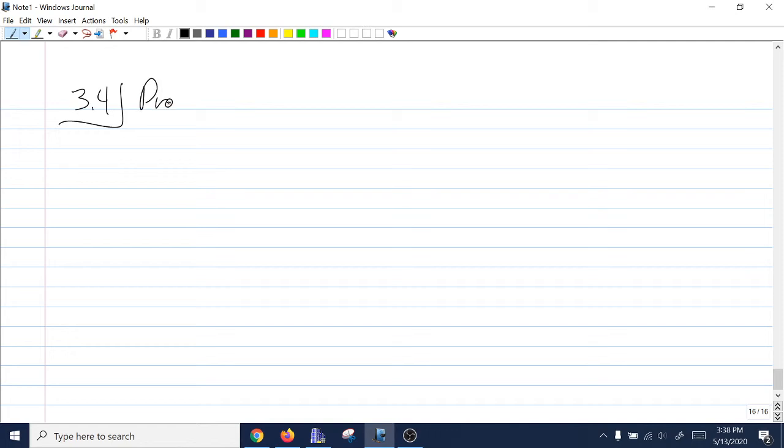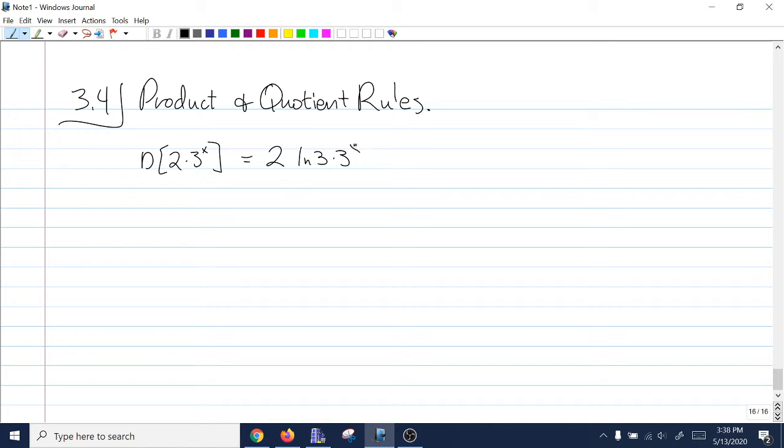3.4 is about the product and quotient rules. The product rule is the rule for how to deal with multiplying things. We know how to deal with a constant out front. The derivative of 2 times 3 to the x, I know, is the 2 stays out front. What's the derivative of 3 to the x? ln 3 times 3 to the x. So I don't need a product rule if I have a constant being multiplied.